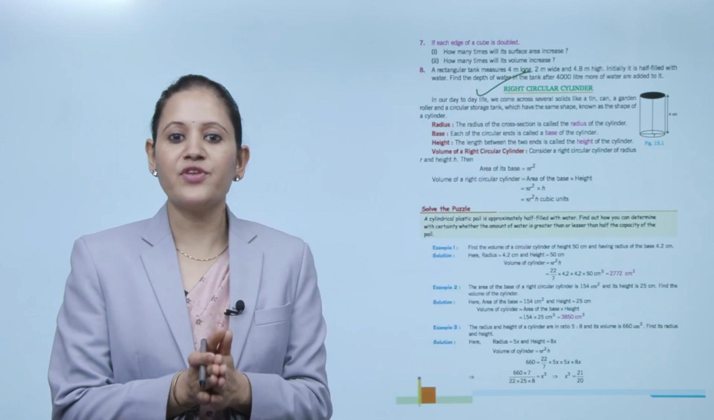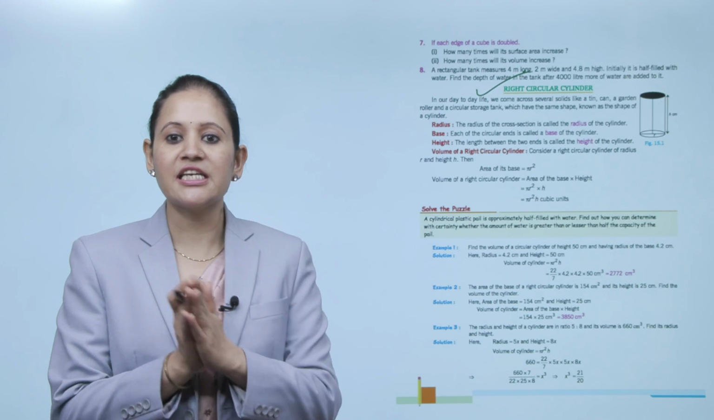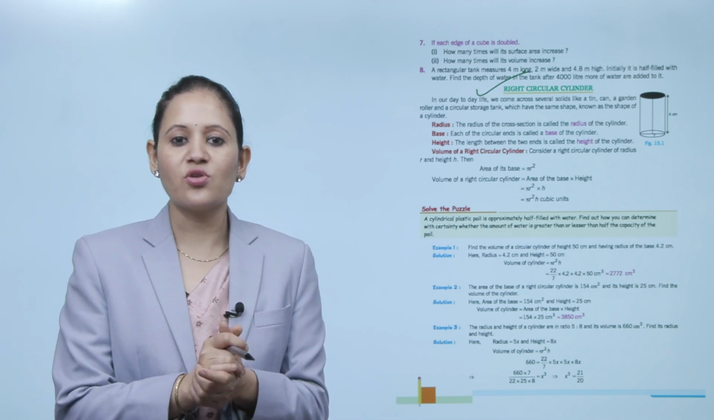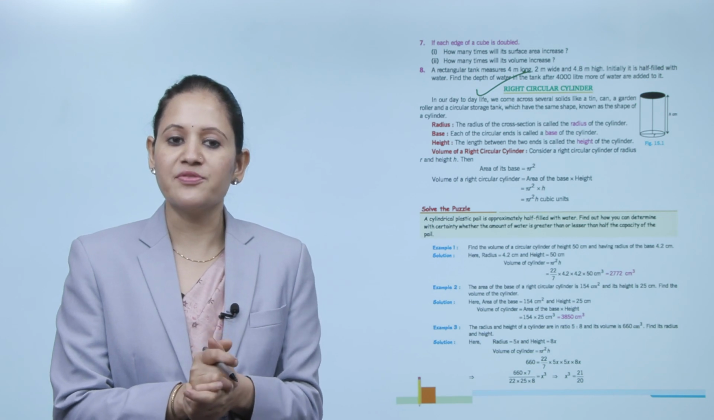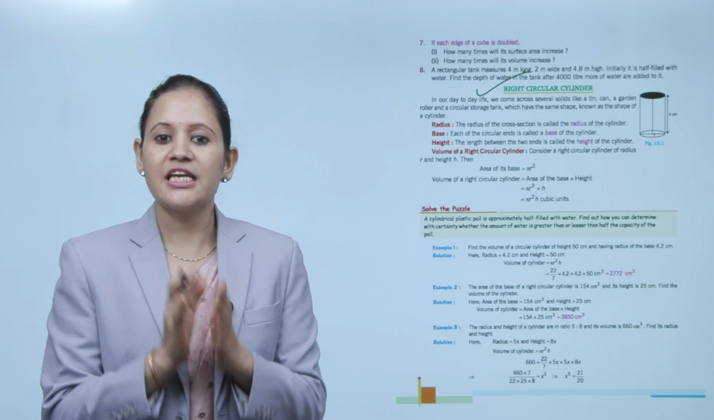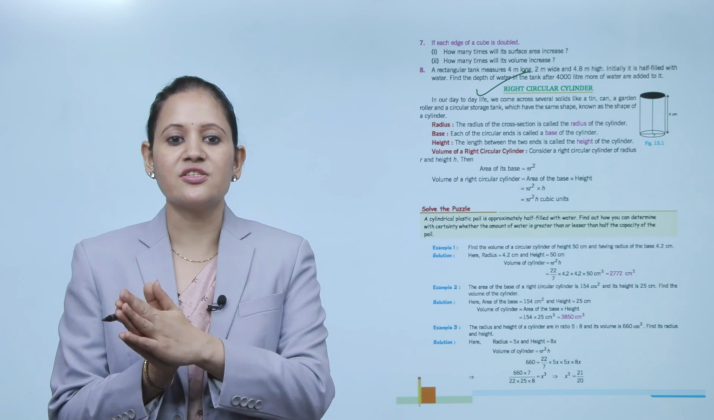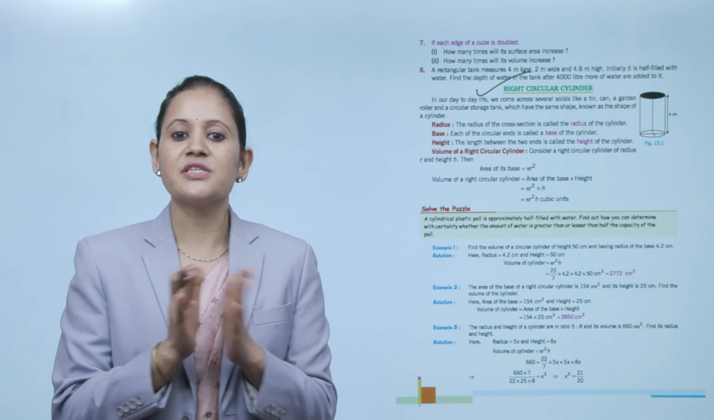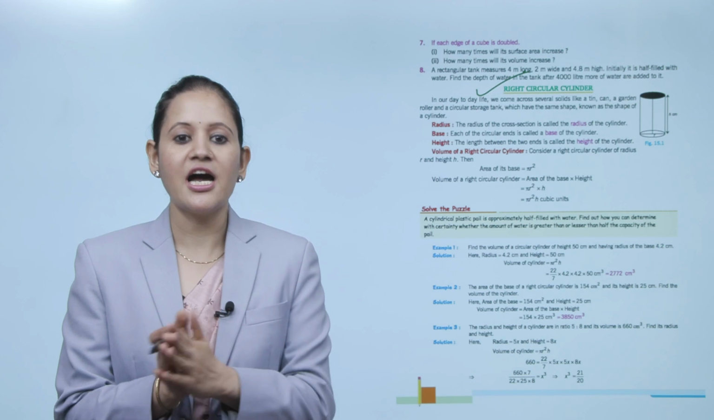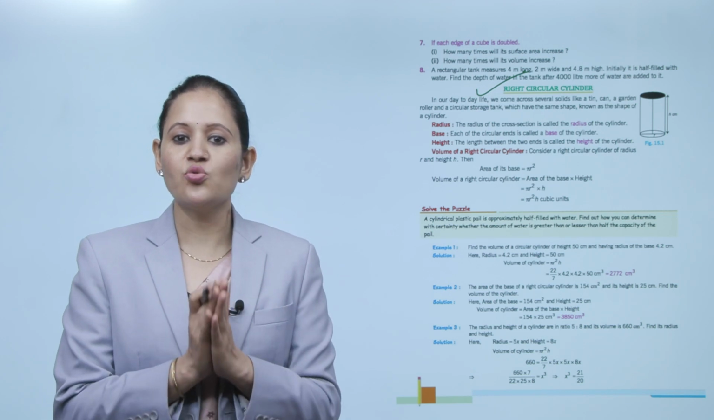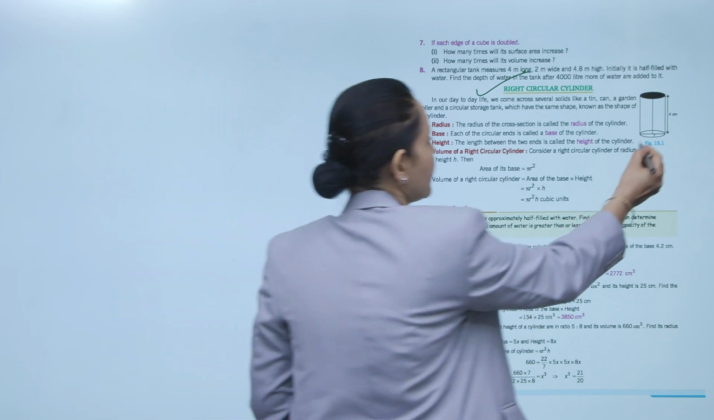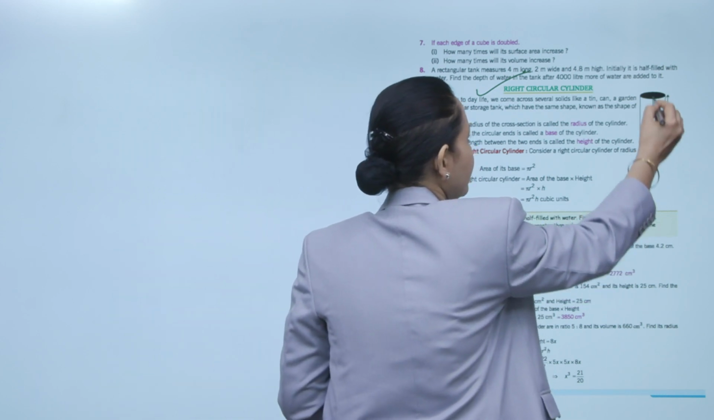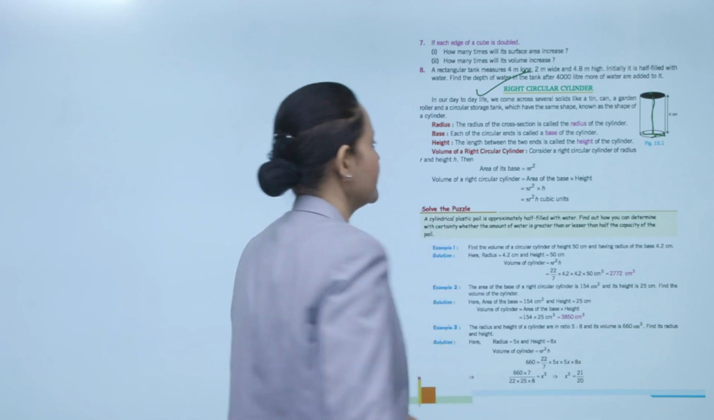In our day-to-day life, we come across several solids like a tin can, garden roller and circular storage tank, which have the same shape known as the shape of a cylinder. First is radius. The radius of the cross section is called the radius of the cylinder. Base. Each of the circular ends is called the base of the cylinder. Height. The length between the two ends is called the height of the cylinder. So, this is the radius, this is the height, and these are the bases.